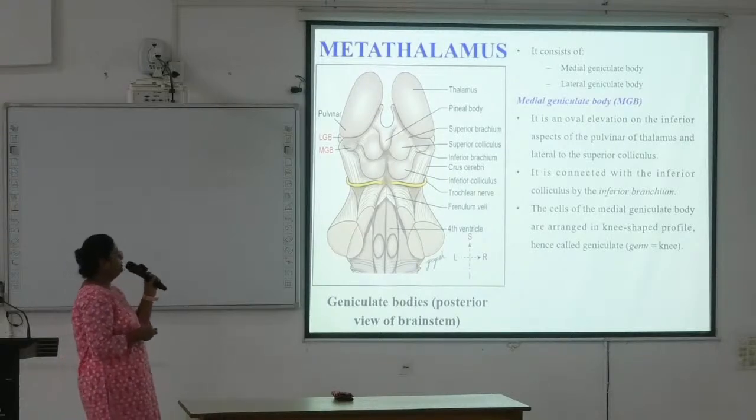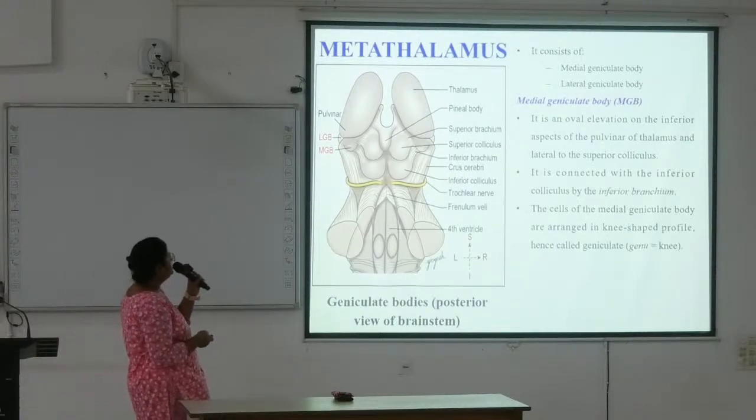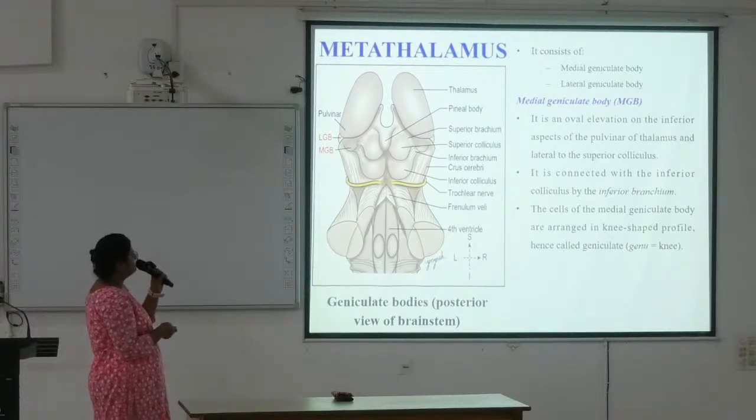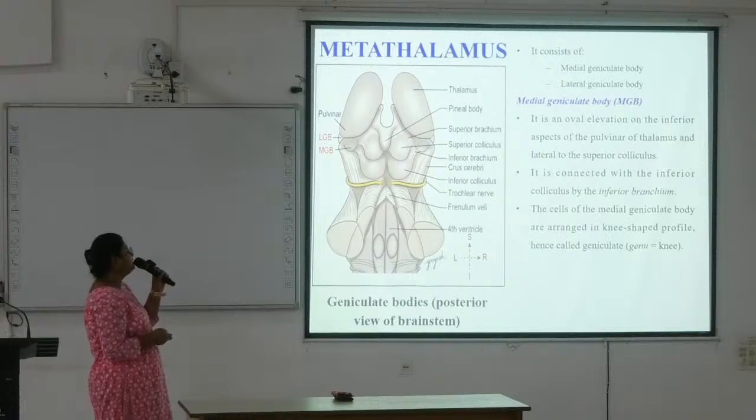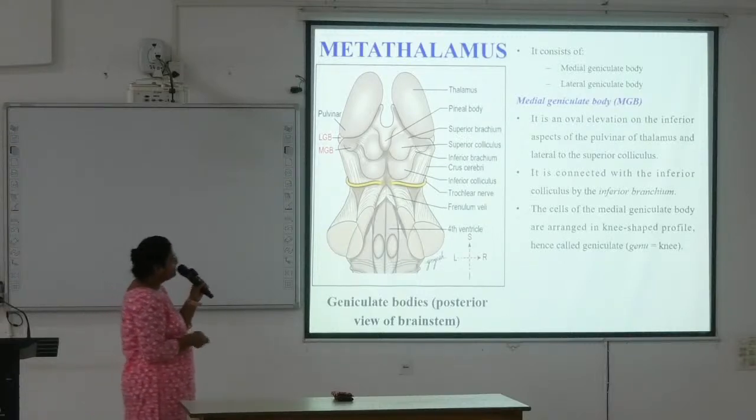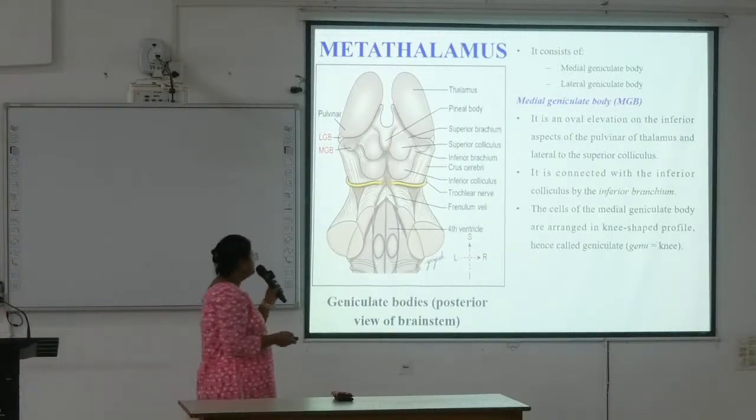It is connected with inferior colliculus by the inferior brachium. Here, it is connected by the inferior brachium to the inferior colliculus. The cells of medial geniculate body are arranged in knee-shaped profile, hence called geniculate. Genu means knee, that's why the name is given geniculate.